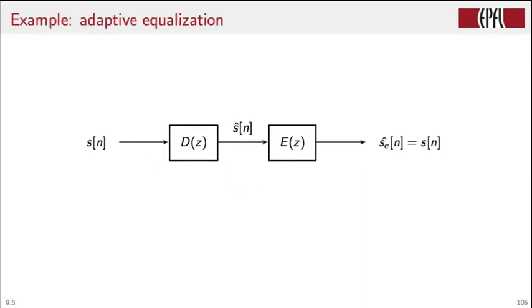So the problem now is that we would like to undo the effects of the channel on the transmitted signal. And a classic way to do that is to filter the received signal Ŝ[n] by a filter E that compensates for the distortion or the filtering introduced by the channel. So the target is that the output of the filtering operation gives us a signal Ŝ_E[n], which is equal to the transmitted signal.